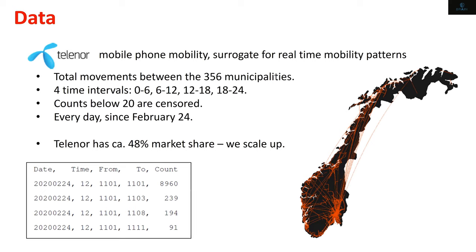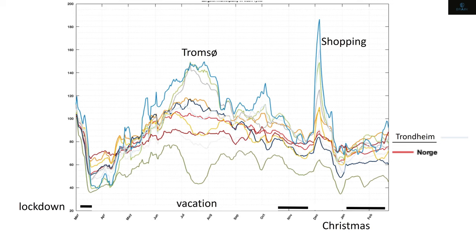So the data say, in these 6 hours, 356 people moved from Trondheim to Oslo and so on, among all these 356 municipalities. A nice matrix every 6 hours. And because of privacy, if the counts go below 20, they are censored. These data are in themselves very interesting. Here you see the data from March until a week ago.